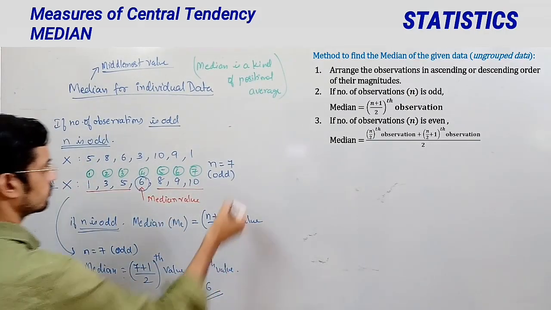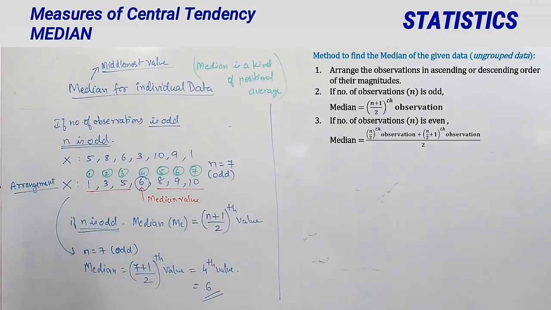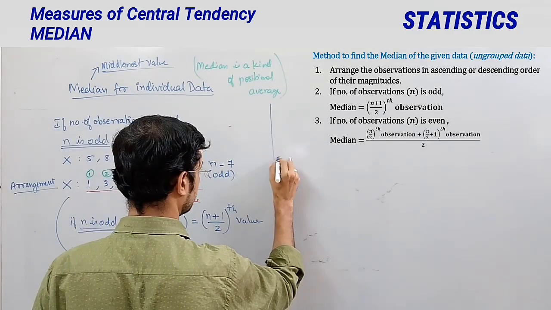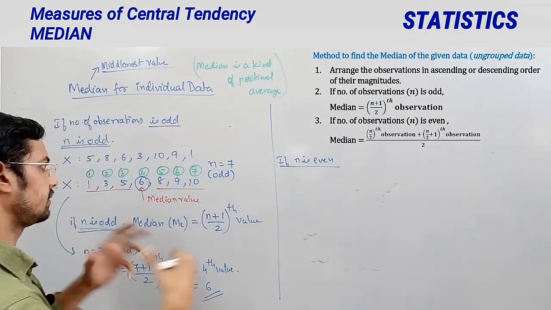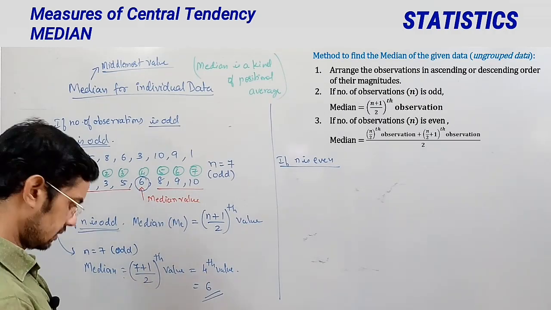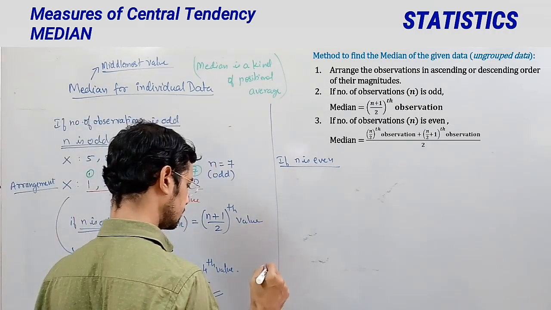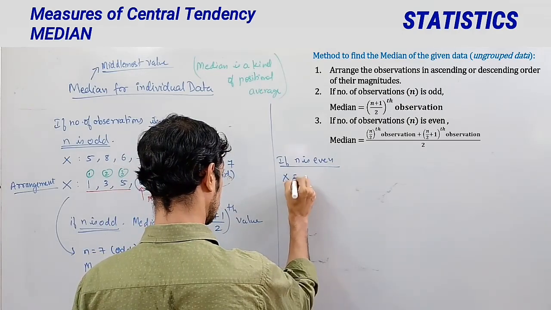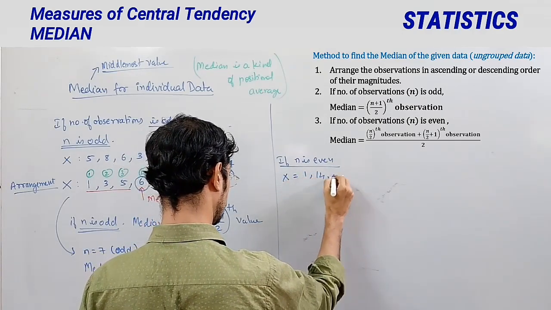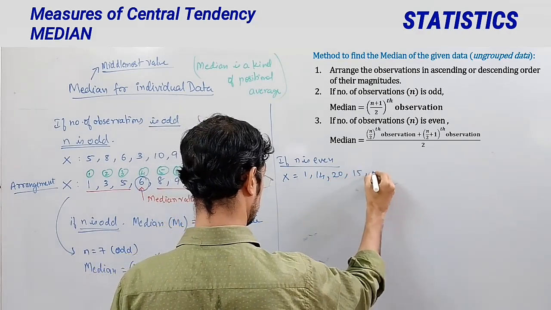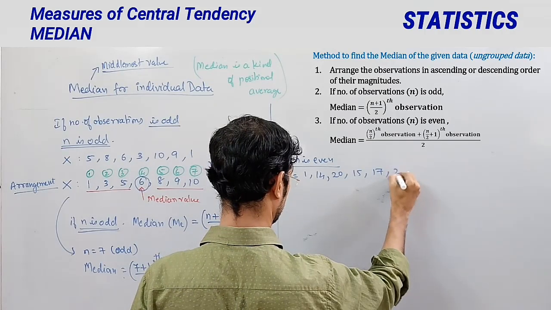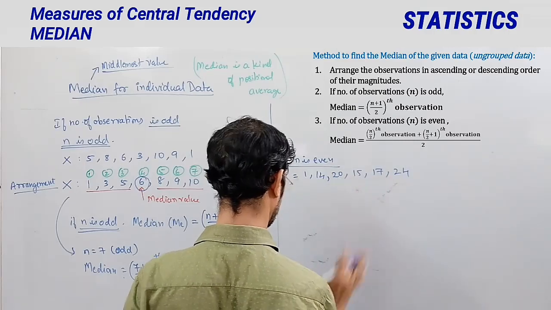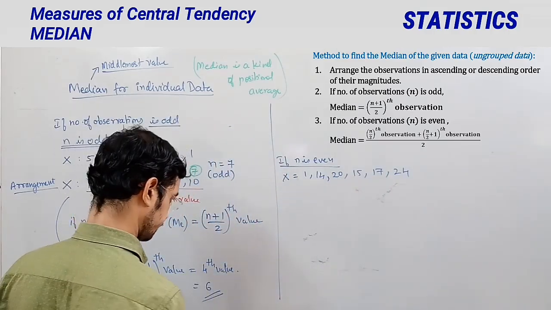Now we shall move on to a case where n is even. If n is even, what happens? Let us consider an example for the even case: x equal to 1, 14, 20, 15, 17 and 24. 1, 2, 3, 4, 5, 6. So there are 6 observations, where 6 is even.